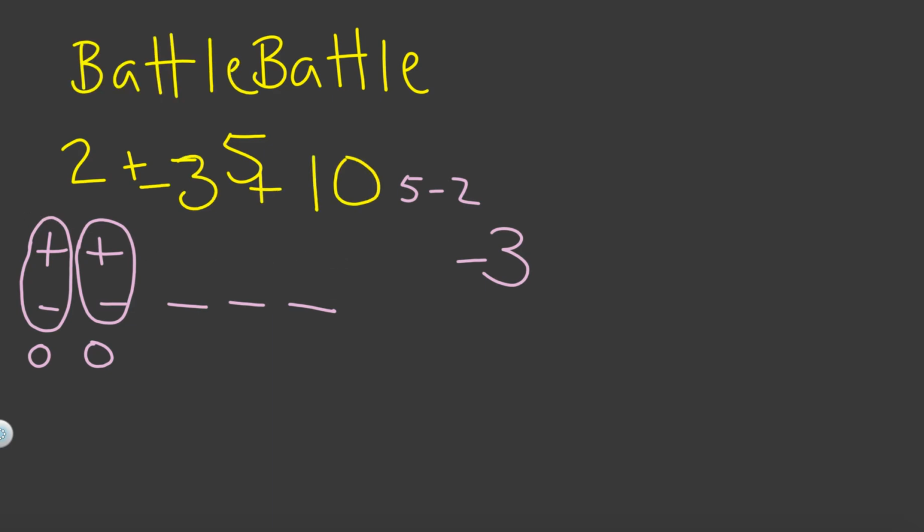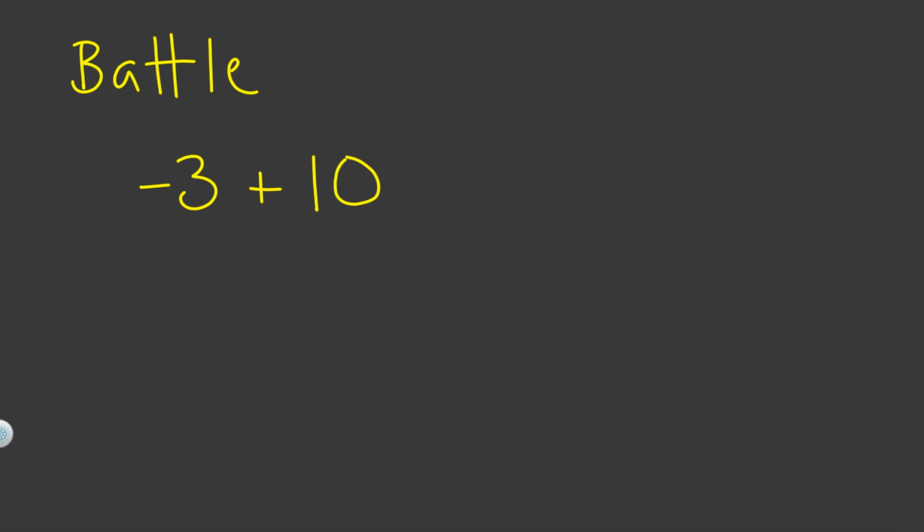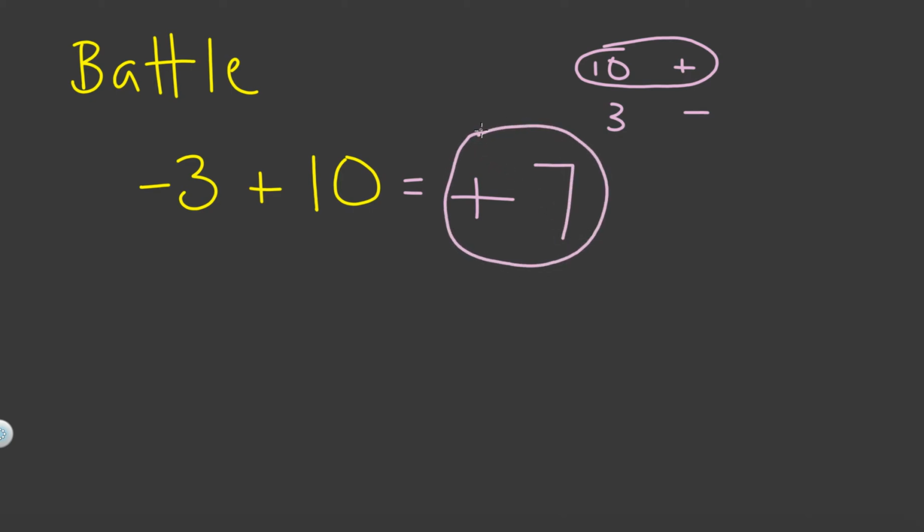So if we look at our next example, you're going to go kind of through a set of questions. So we've got a negative and we've got a positive. We look and see which one is the bigger number. So we've got 10, which is a positive, and 3 that is a negative. The 10 is bigger, so the 10 wins. That means my answer is going to be positive. Then we can just subtract. 10 minus 3 gives me 7, and my answer is positive 7.